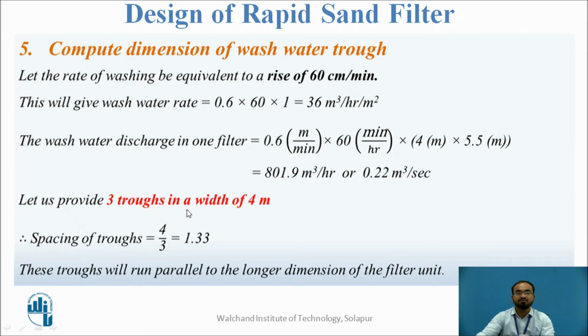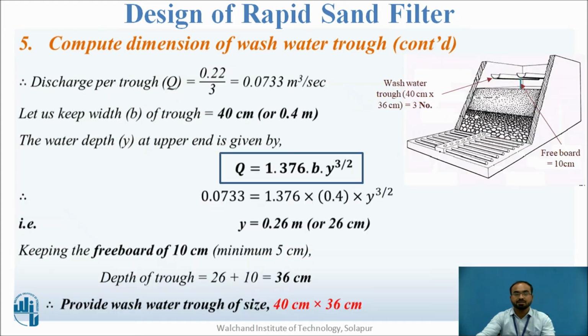So the spacing of trough will become 4 divided by 3, that is 1.33. These troughs will run parallel along the dimension of length of the filter unit. Now as I have the discharge for the total trough, but I am providing 3, I must know the discharge per trough. So I will divide it by 3 and I will get nearly about 0.0733 meter cube per second.